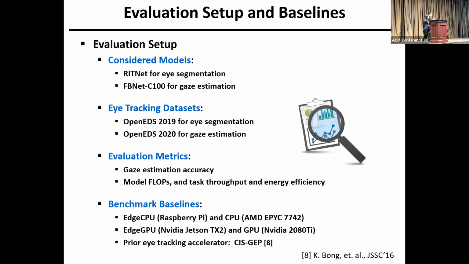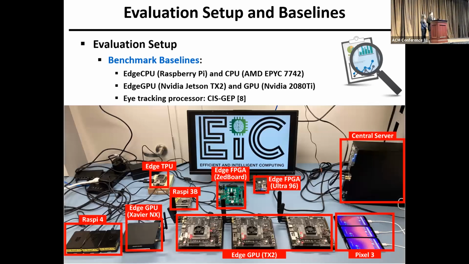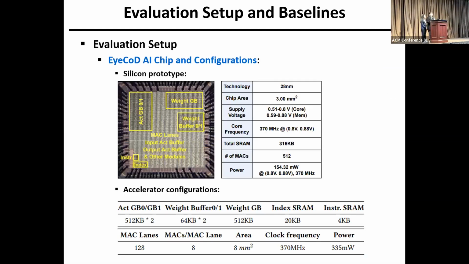So next, I will introduce the evaluation setup and the results. For evaluation, we consider RITnet and FBNet-C100 on the OpenEDS dataset. For evaluation metrics, we consider both accuracy and efficiency metrics, and compare the proposed EyeCoD with SOTA baselines, including commercial devices like CPU, GPU, and edge GPU, as well as prior-art eye tracking processors. So here is the platform setup in our lab to perform the benchmark with the commercial devices. And here is the setup of the EyeCoD AI accelerator, which we taped out in 28 nanometer technology. And here it shows the corresponding configurations.